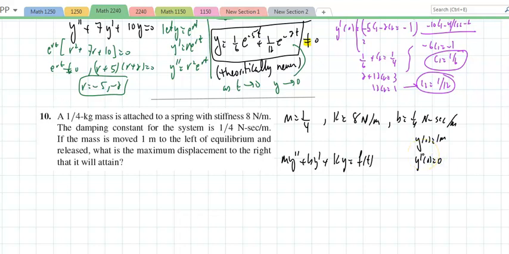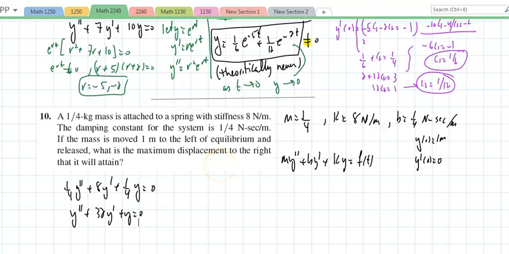What is the maximum displacement to the right that it could attain? Okay, I'll get to that in a minute. For now, let me just get the equation. And that would be what? 1/4 y double prime plus 8y prime plus 1/4 y equals 0. That would mean y double prime plus 32y prime plus y equal to 0.